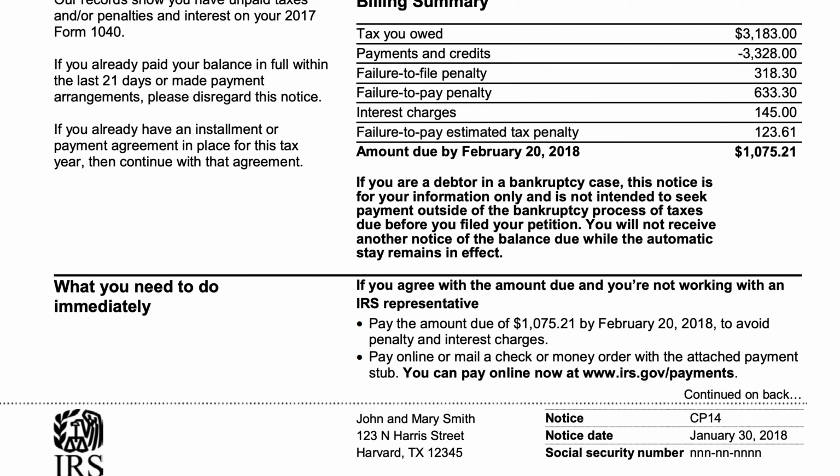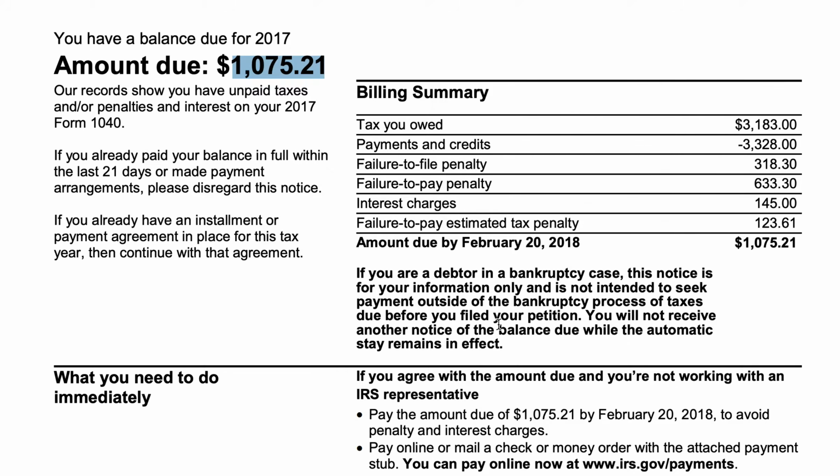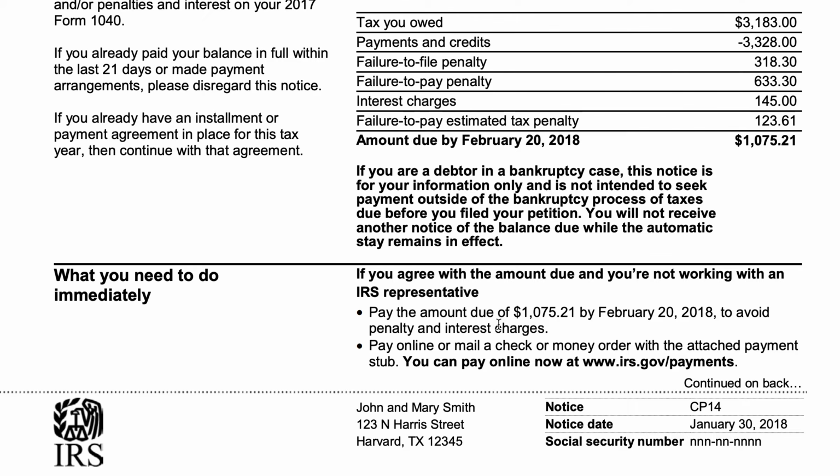So what you need to do immediately, basically the IRS is telling you, is pay your tax bill. So this is how much you need to pay. They've indicated the date to avoid additional penalty and interest charges. Obviously, we've already accrued penalties and interest. So in this case, you would be paying as much as you can, as soon as you can, to mitigate any further damage.